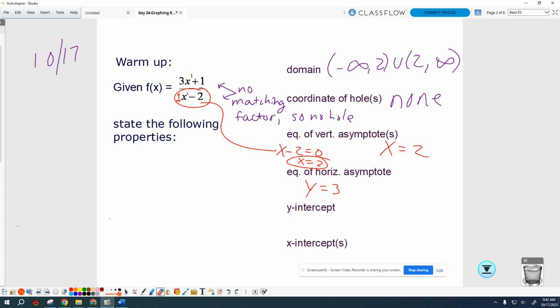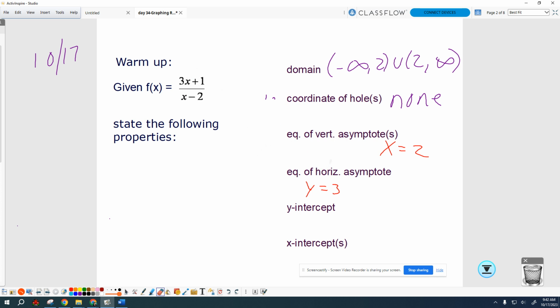Peter, how do I find y-intercepts? You said x equals 0. Set x to 0, so what's the y-intercept? -1/2. So the coordinate: x is 0, so y, what's left over, is -1/2.